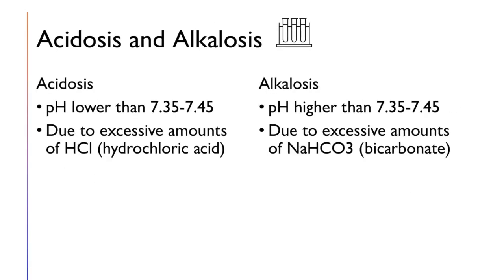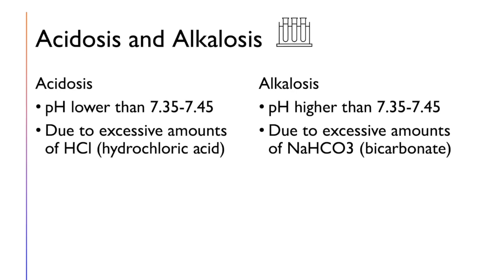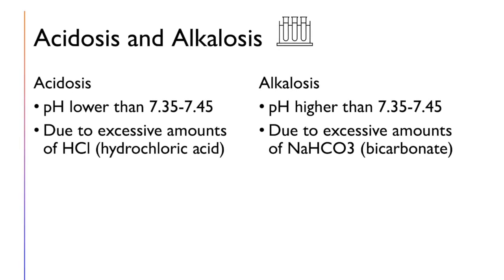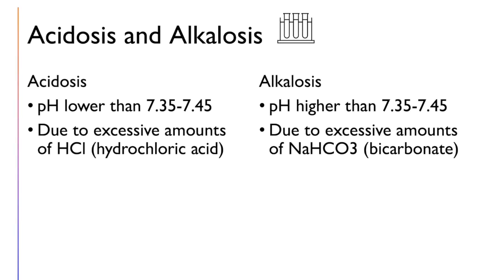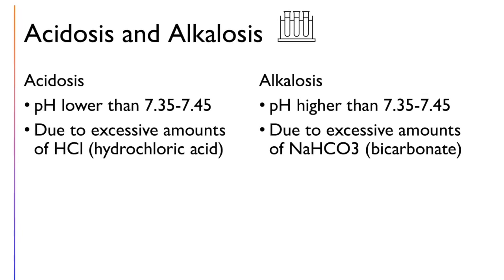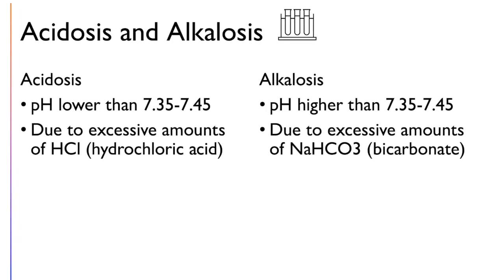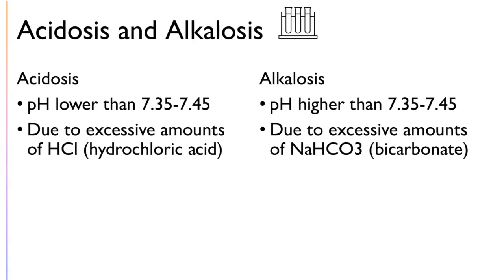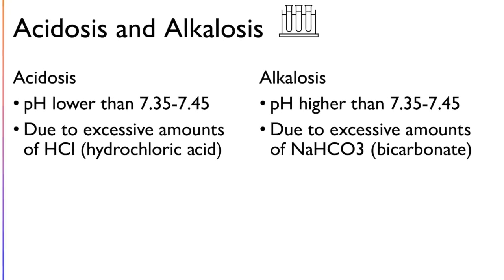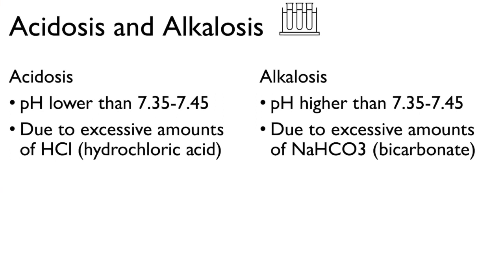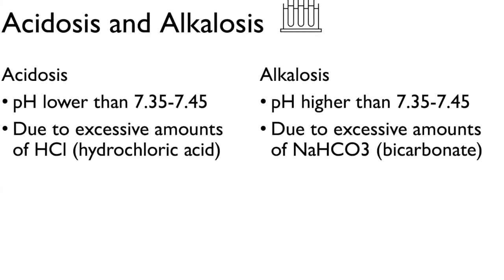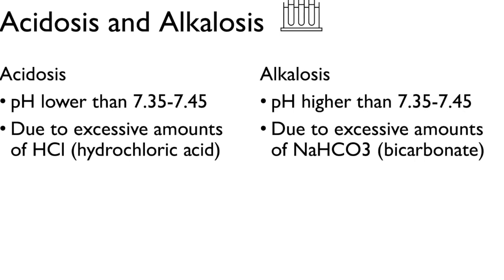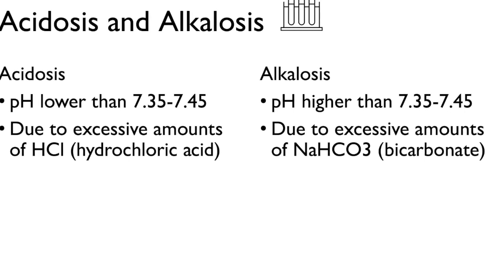And next up, I'm going to talk about acidosis and alkalosis. Acidosis is a pH of less than 7.35 to 7.45, and this is due to an excess of HCl, or hydrochloric acid. And alkalosis is a pH higher than 7.35 to 7.45, and this is due to excessive amounts of NaHCO3, or bicarbonate ion.